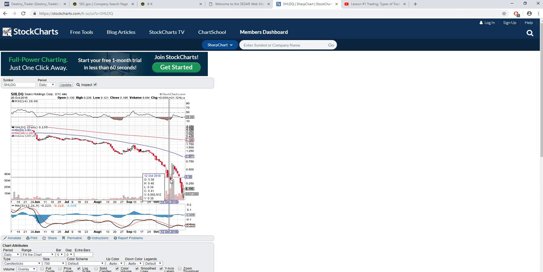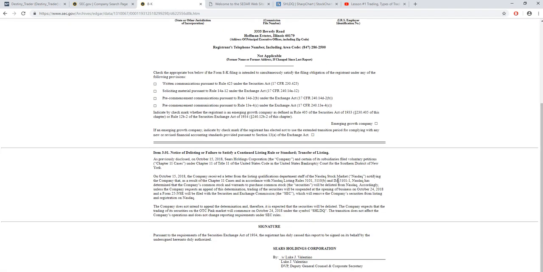And then, depending on where it opened, day traders look to make a quick few dollars here on the bounce up. But you would know that you shouldn't actually hold on to this and hope that it was going to go higher, because on the filing itself, if you continue to read this thing further, it says it will be delisted from the NASDAQ, and it will remove the company's securities from listing and registrations on opening on the 24th.